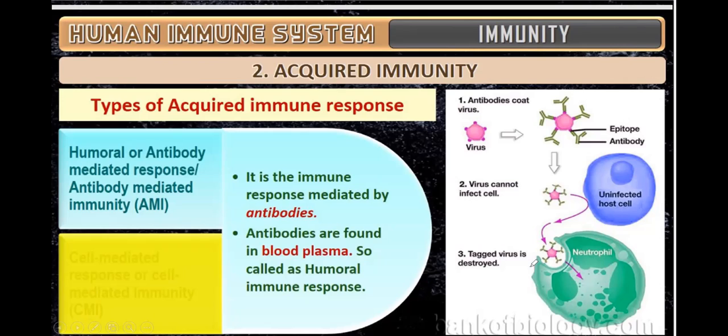Then the tagged virus is destroyed by what? Neutrophils. This virus is tagged. Now the neutrophil will come and it will eat the virus. So this is what acquired immunity is.